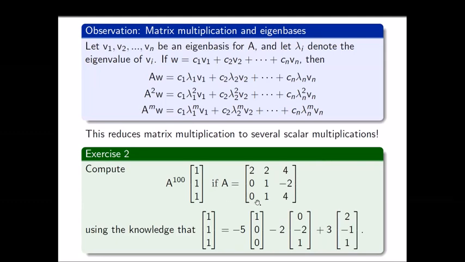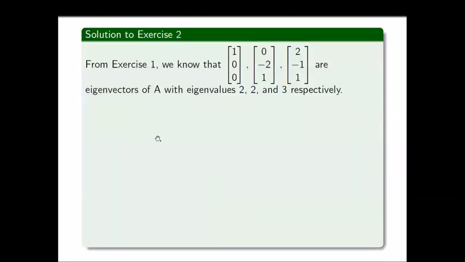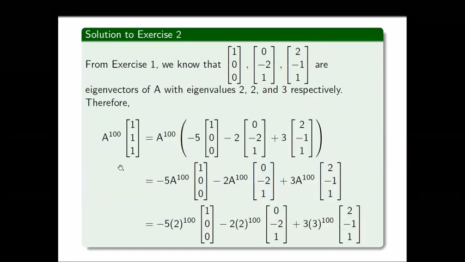So we're given a matrix A, and we're given a vector 1, 1, 1. And we also know that 1, 1, 1 can be written as a linear combination of these vectors 1, 0, 0, 0, minus 2, 1, and 2, minus 1, 1. And we want to compute A to the 100 times the vector 1, 1, 1. Now, from exercise 1, we know that these three vectors are actually eigenvectors of A with eigenvalues 2, 2, and 3 respectively.